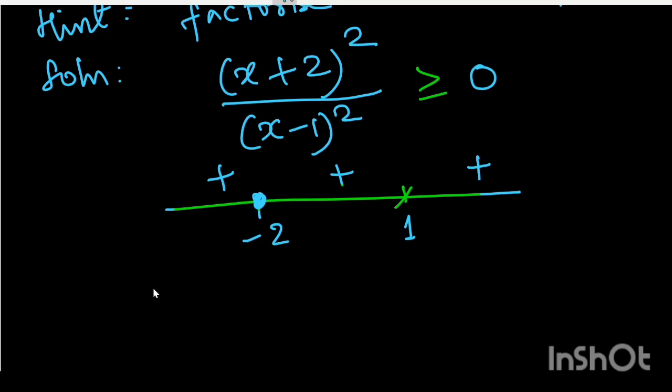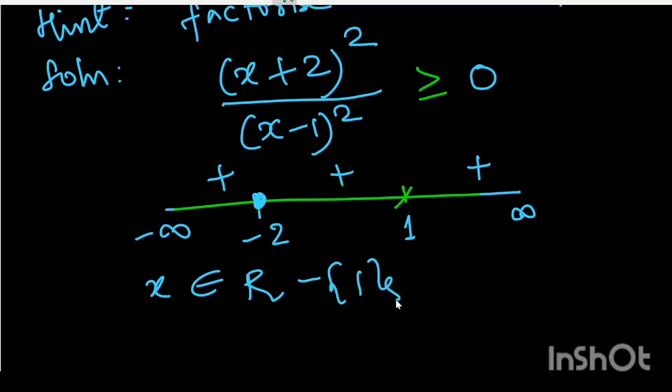So we can write all real values from minus infinity to plus infinity. It is satisfying. So x belongs to R. Okay, all real values excluding 1. So excluding 1, we can write. Okay, so that's the answer to this, guys. Minus infinity to plus infinity excluding 1.